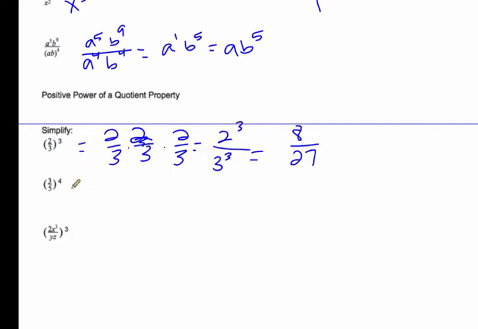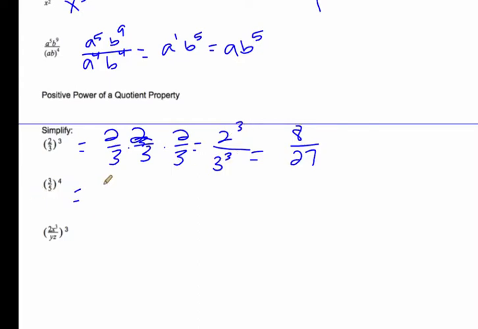What about here? Well, let's just figure out what the rule is from here. What happens is this exponent is very similar to the one we talked about in the last video. We're going to make sure that both of these numbers get raised to the 3rd power. Not just the numerator, not just the denominator, but both of them. See how we ended up with 2 to the 3rd and 3 to the 3rd? So that's what we're going to do here.